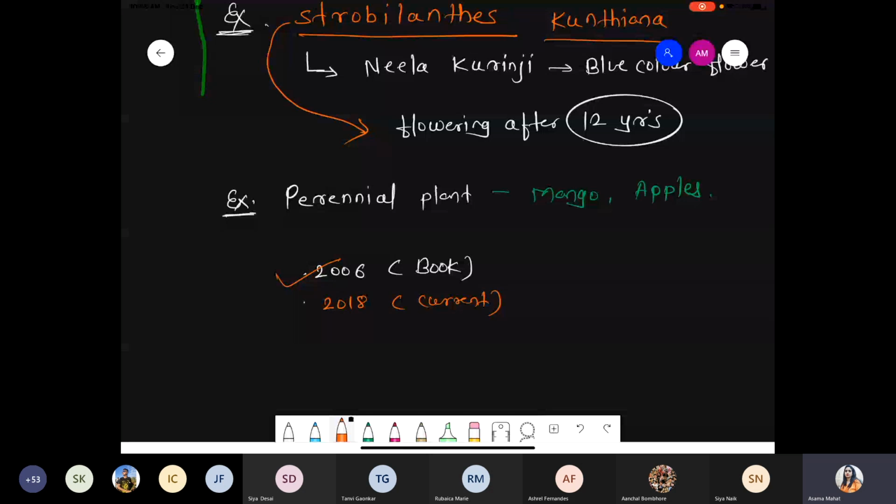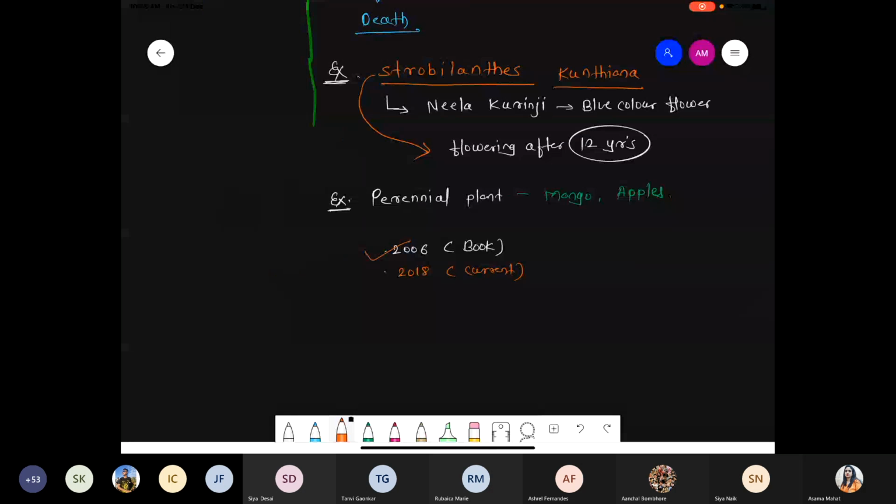Okay, so any doubt from the monocarpic and the polycarpic? Any doubt?